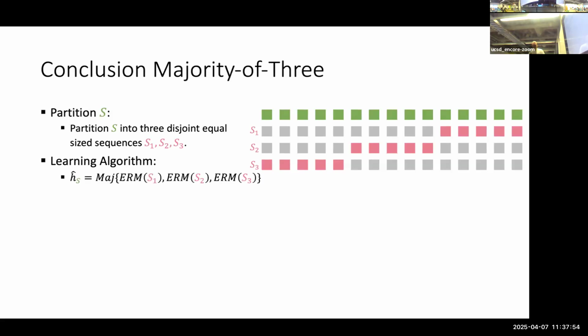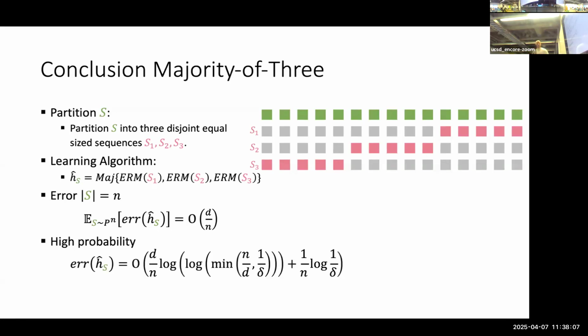So if you just partition into 3 pieces, train the ERM on each, and do a majority vote, you get this optimal error. I guess you could ask yourself, is this also optimal in the high probability regime? We had a question mark in our table. I would conjecture that it is optimal for PAC learning as well. We couldn't prove it, but we proved something very close. We proved that its error in the high probability regime is d over n times log of the minimum of n over d and 1 over delta.